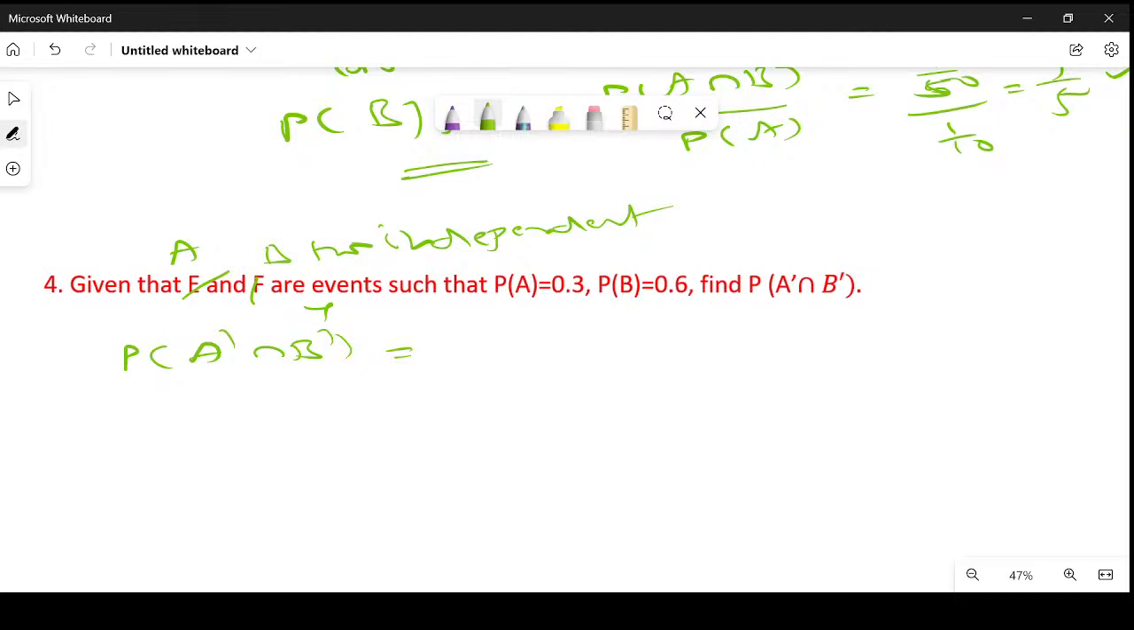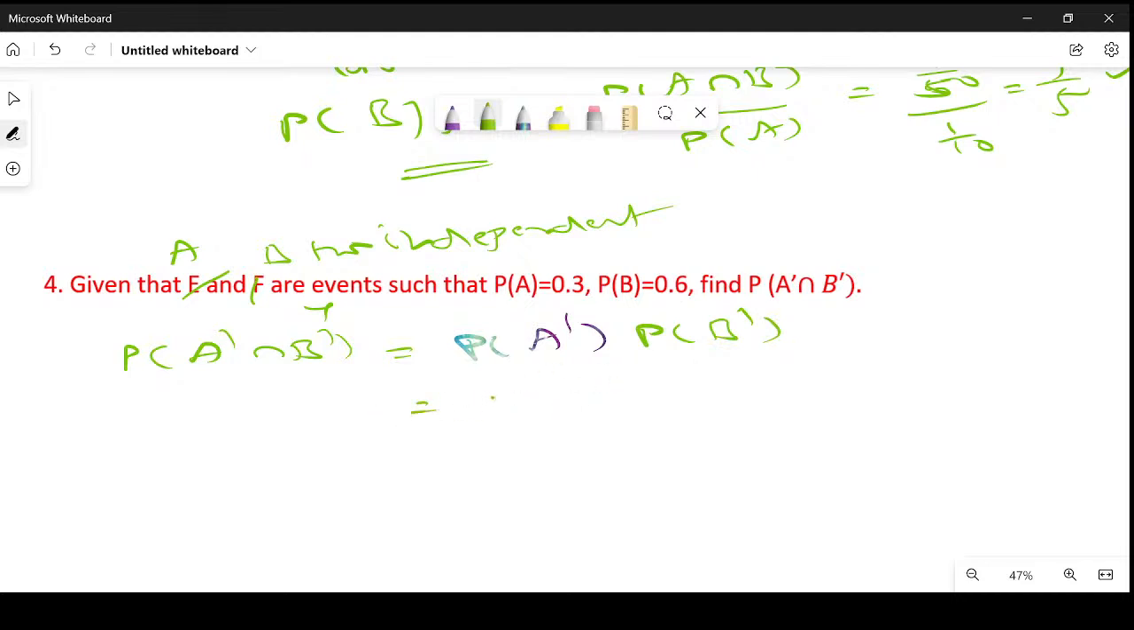Correct. Given that A and B are two independent events such that P of A equal to 0.3, P of B equal to 0.6, find P of A complement intersection B complement. Then this will be equal to, since they are independent events, P of A complement into P of B complement. We can write the probability of A complement and the probability of B complement. This will be easy. Since these two are independent events.